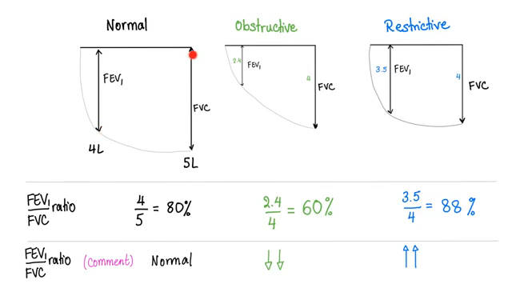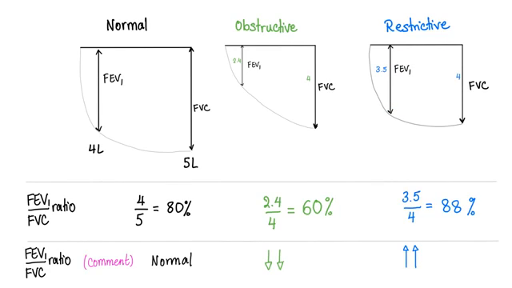So here is FEV1, here is FVC. Here is 4 liters, 5 liters. Can you get the ratio? Yes. 4 divided by 5 is 80%. Excellent. Let's do it with obstructive lung disease. FEV1 is 2.4 liters, FVC is 4. 2.4 over 4 is about 60%, which happens to be decreased, less than 80%.